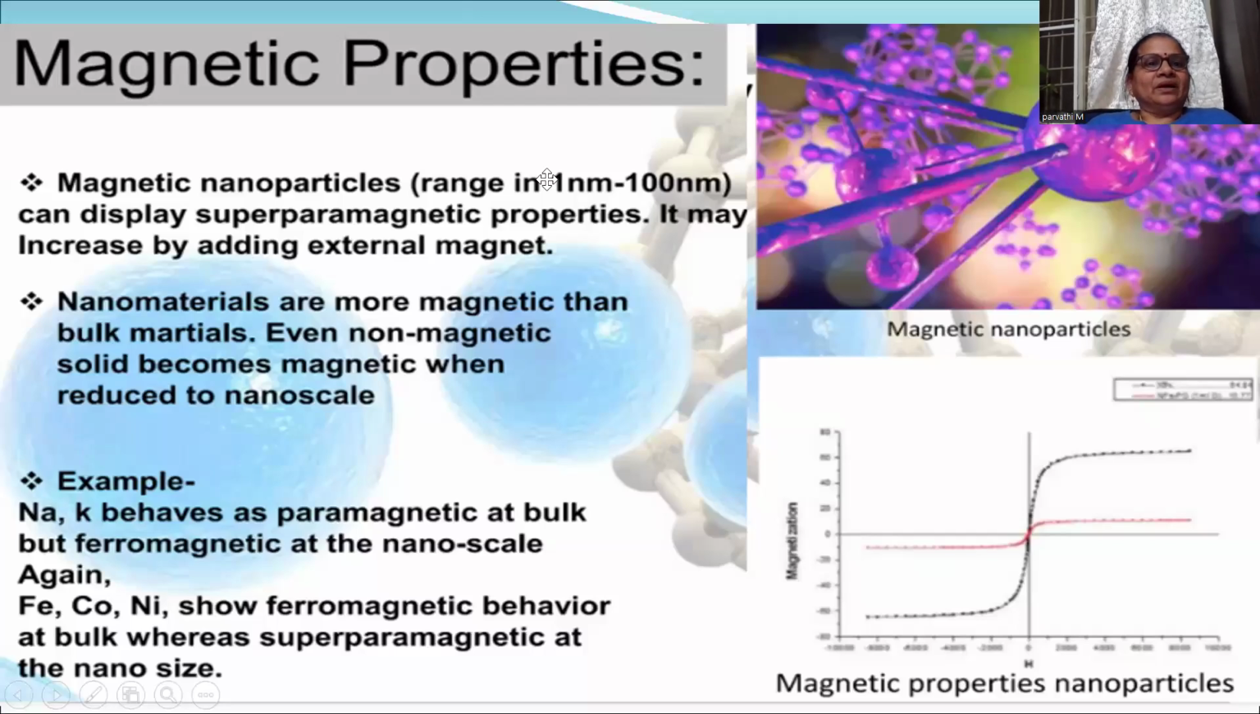Okay, in this slide you can see magnetic properties. So far we have seen electrical properties, mechanical properties, and now magnetic properties. Magnetic nanoparticles ranging between 1 nanometer and 100 nanometers generally display superparamagnetic properties. The magnetization may increase by adding an external magnet.